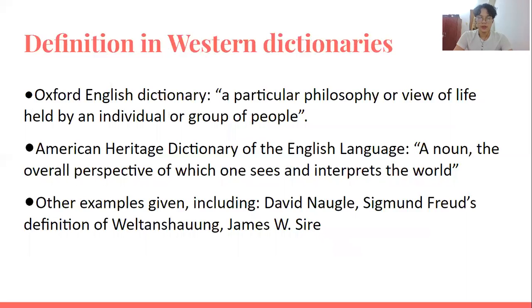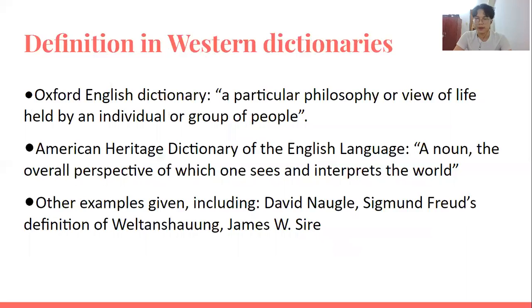The chapter then continues about the definition in Western dictionaries. Now, it gives multiple examples. However, I will just focus on two. The first being the Oxford English Dictionary, which says that worldview is a particular philosophy or view of life held by an individual or group of people. The American Heritage Dictionary of the English language says that worldview is a noun, and it describes the overall perspective of which one sees and interprets the world.